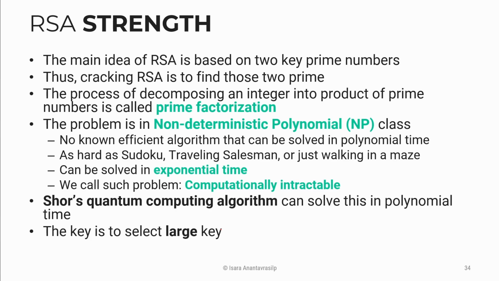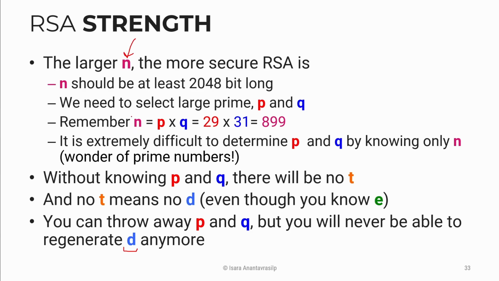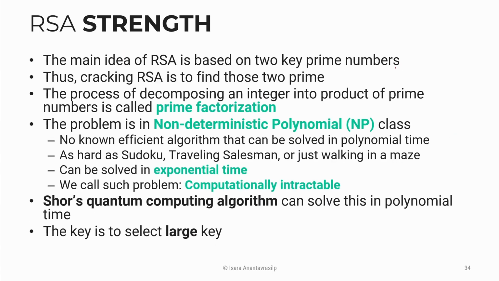But if one day you can solve this problem in P time, or polynomial time, that means that NP equals P. If you find an algorithm that can do this, you are going to get the Turing Prize, which is equivalent to the Nobel Prize in mathematics. This is the holy grail of mathematics.